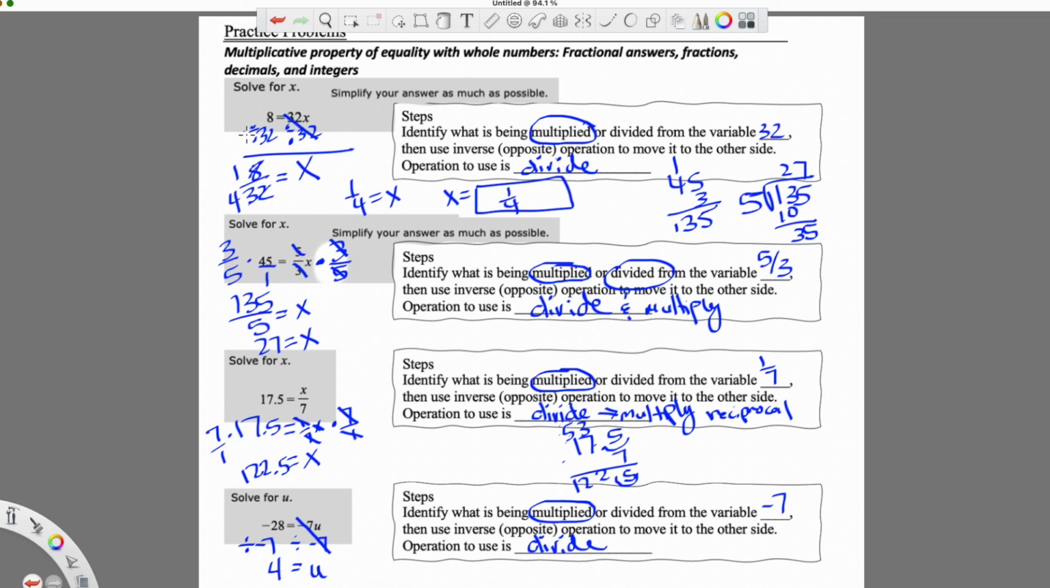All right, so that was the multiplicative property of equality, and we practiced that with fractions, decimals, and whole numbers. So go ahead and go on, Alex, and give that a try.